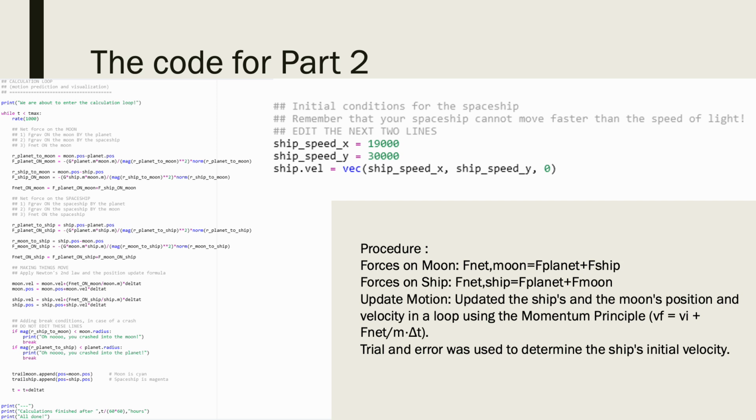stable orbit. From part 1, we estimated the black hole's mass as approximately 1.26 times 10 to the 34 kilograms, and the moon's orbital speed was about 2.44 times 10 to the 4 meters per second, with an orbital period of about 64.37 hours.